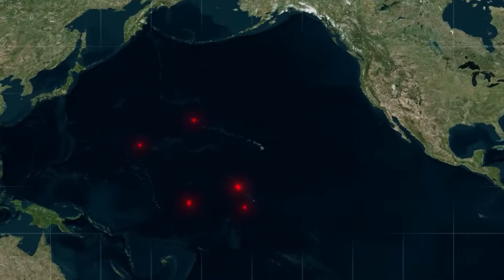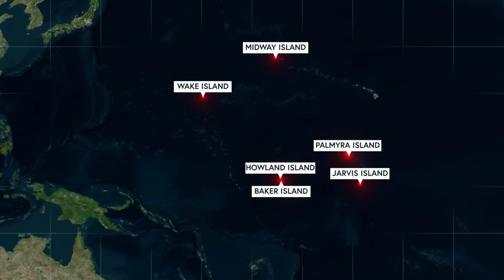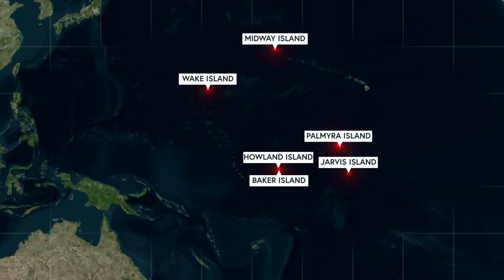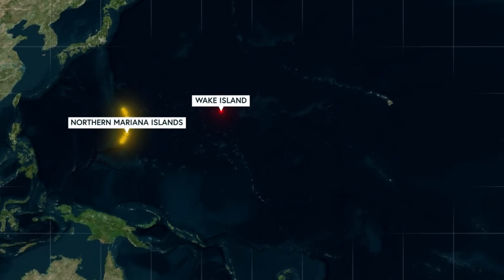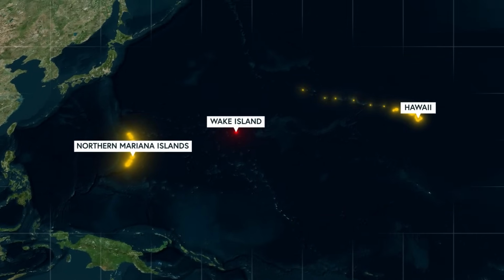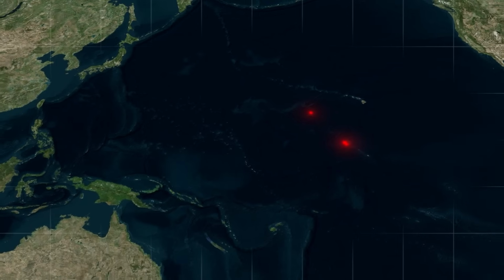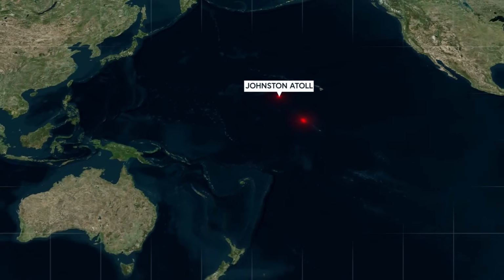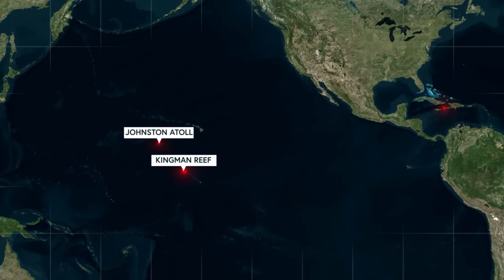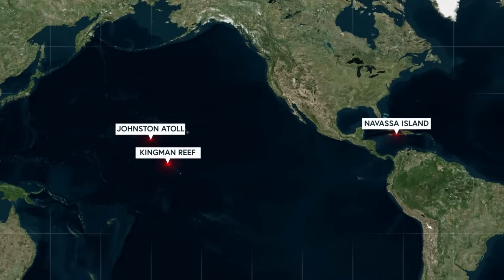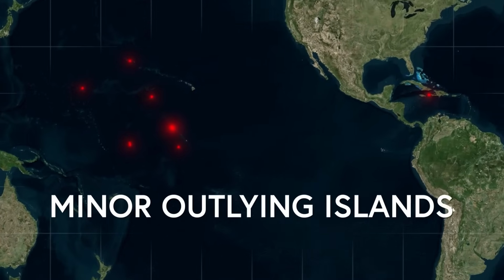9 of the 14 are uninhabited, including Baker, Howland, Jarvis, Midway, Palmyra, and Wake Islands, all located in the Oceania region of the Pacific Ocean. Wake Island, as you can see here, is located between the Northern Mariana Islands and Hawaii and houses 150 U.S. Air Force personnel. Other uninhabited territories under U.S. control include Johnston Atoll in the Oceania region between Hawaii and Australia, Kingman Reef, which, as you can see, is not far from Johnston Atoll, and Navassa Island, located 30 miles west of Haiti in the Caribbean. These are collectively known as the Minor Outlying Islands.